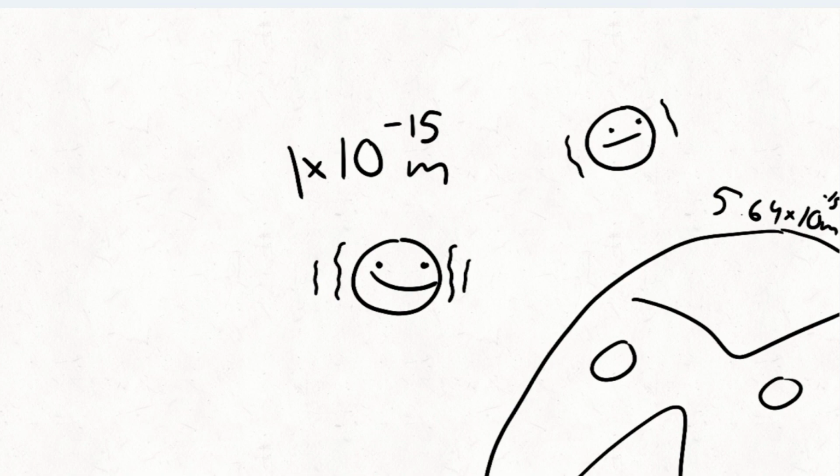And now, even further still, also, the proton and neutron are the same size. They are 1 times 10 to the power of negative 15 meters, which is 1 femtometer. And then the electron is 5.64 times 10 to the negative 15 meters. Oddly specific, but welcome nonetheless.